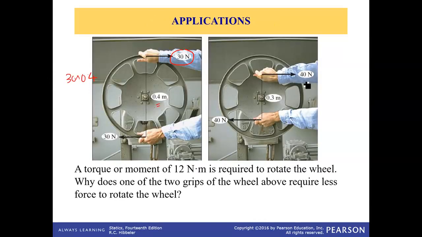In the second example, the distance between them is now 0.3 and the amount of force is 40 Newton, so it's 40 times 0.3. So you can see that as the perpendicular distance between the couple forces decreases, we need to apply more force in order to get the same torque or same moment.